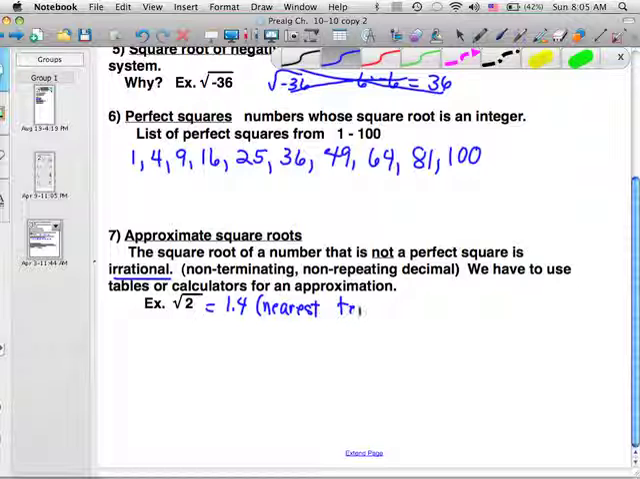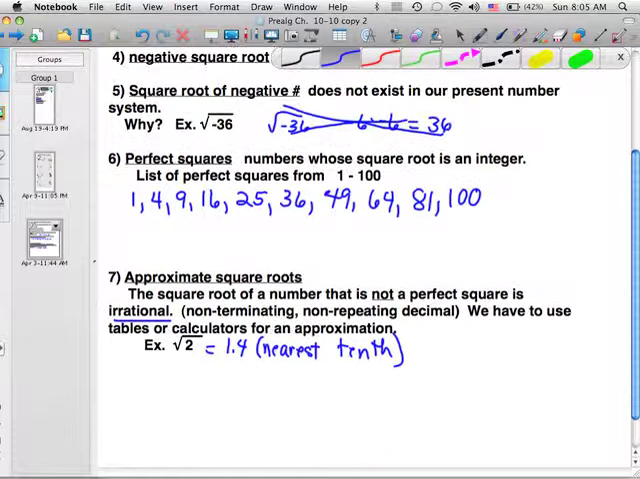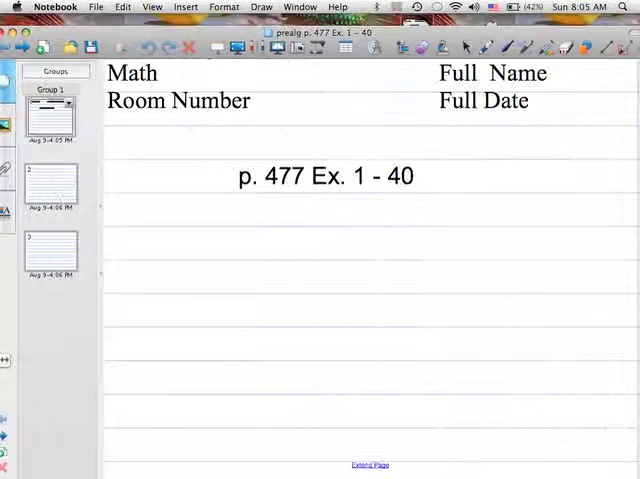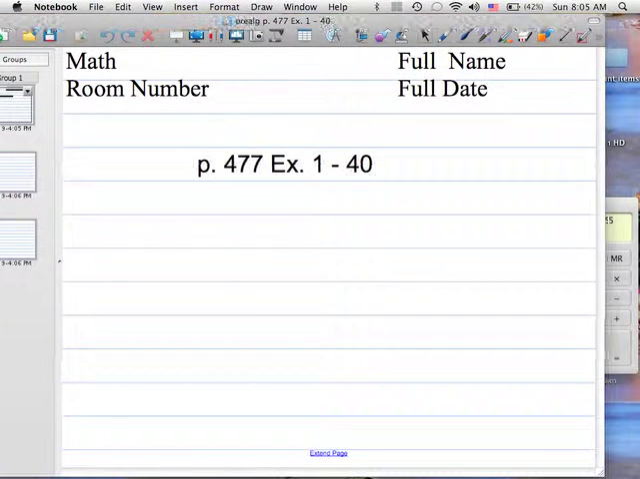So we're ready to start the assignment. You need your paper headed. Your book's open to page 477. And have your calculator handy.